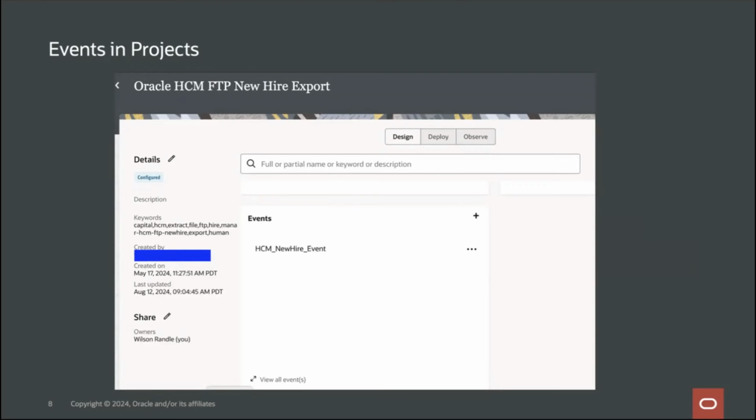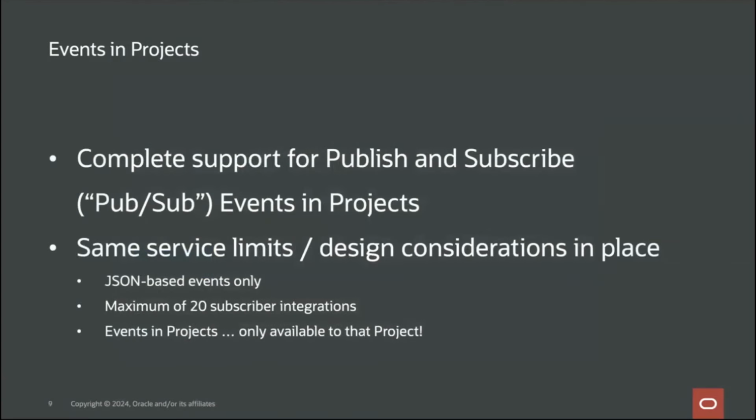Events previously were not part of projects, but now we have support for events and projects. A few notes on these. It's the pub sub model as I just described. The same service limits are applicable to events as they are in projects. Same service limits apply as if they were not part of projects. So things like these events being JSON based, maximum of 20 subscriber integrations to these, and so on.